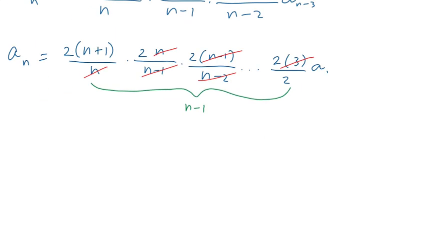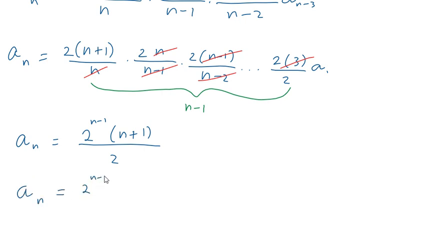So, a sub n is equal to 2 raised to n minus 1 times n plus 1 divided by 2. Take note, we did not cancel the 2 here, so we still have a denominator of 2. Now, we can simplify this further. We will have 2 raised to n minus 2 times n plus 1.